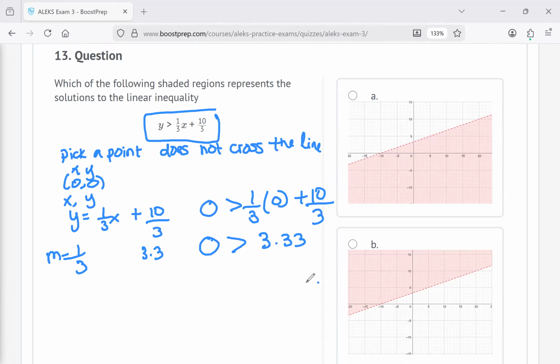Is this statement true or false? So if you put it on a number line, 3.3 is right here, here is 0. Is 0 greater than 3.3? That is false. So you're going to shade on the other side of the point 0, 0. So it's not A anymore. It has to be B, because here's the point 0, 0. It's false, so you're going to have to shade the other side. So that's why it is B.